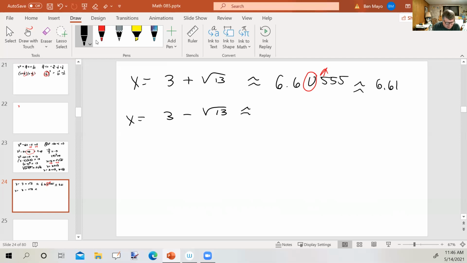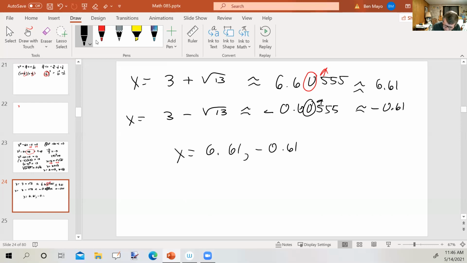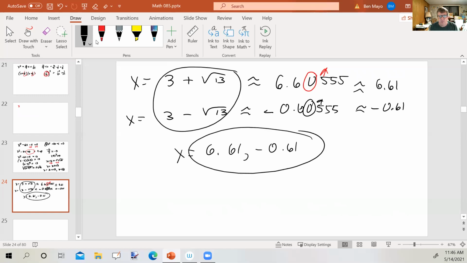Then, let's see here. 3 minus the square root of 13 is going to be negative 0.60555, etc. Again, rounding up, I get negative 0.61. So X is 6.61 comma negative 0.61. So here are the two exact solutions, and here are the two approximate solutions.